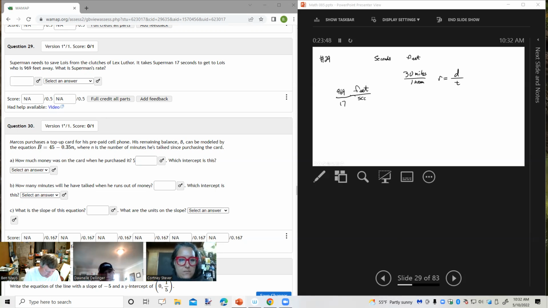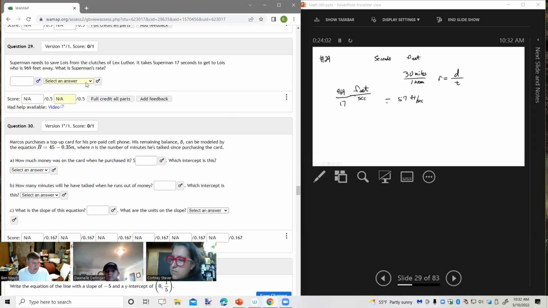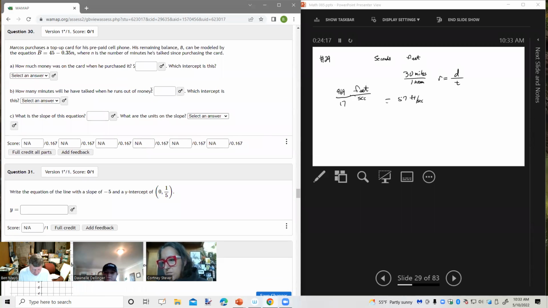Now, to calculate what the feet per second would be, we've got 969 feet per 17 seconds. If we take 969 divided by 17, we get 57 feet per second. So your first answer here would be 57, and this answer would be feet per second. Any questions about that particular problem? All right, let's go on to number 30.